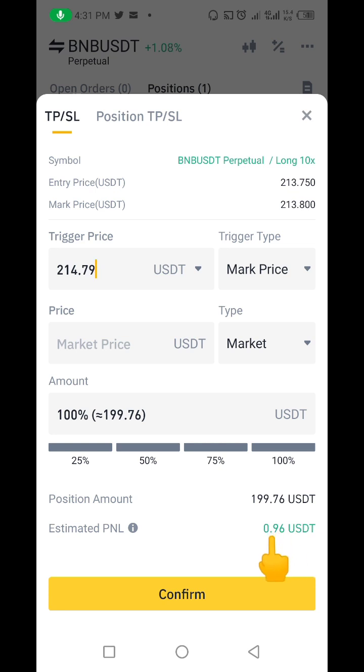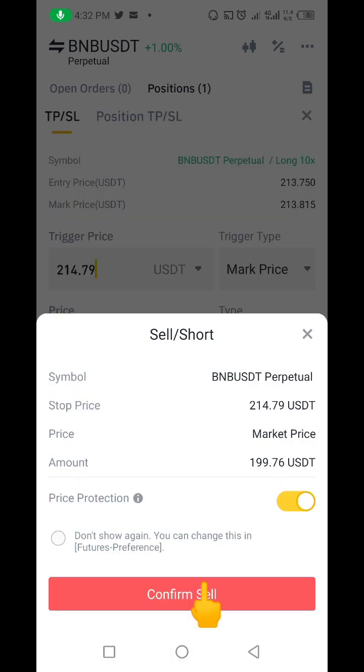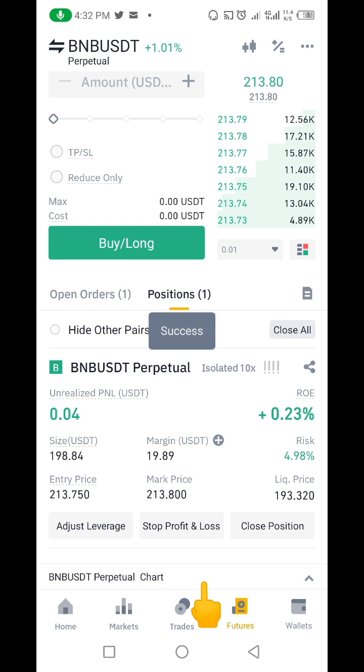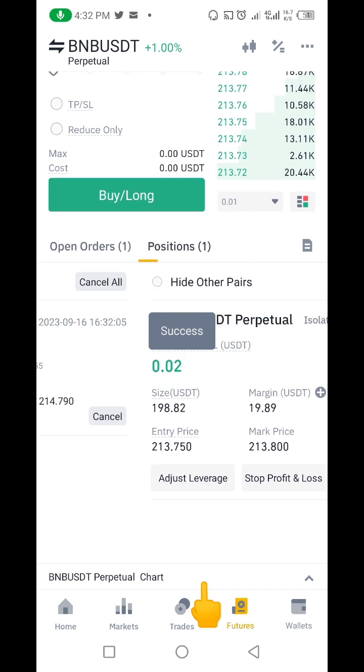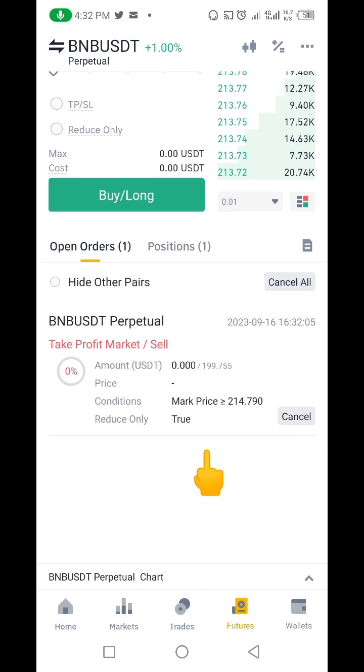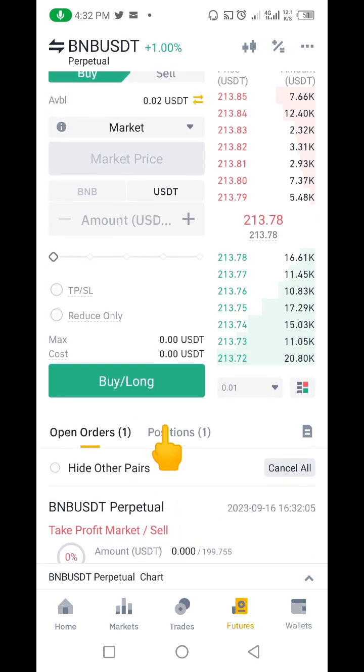But make sure that you don't just put in this thing blindly. Make sure you go to the market and plot in your analysis, plot in your trend line, your support and resistance, and make sure that you know exactly what you are doing. So here now, I'm going to click on confirm. If I come down here now, you can see this is my take profit. As soon as the price gets here, Binance is going to take me out of the market. It's going to close the market for me.